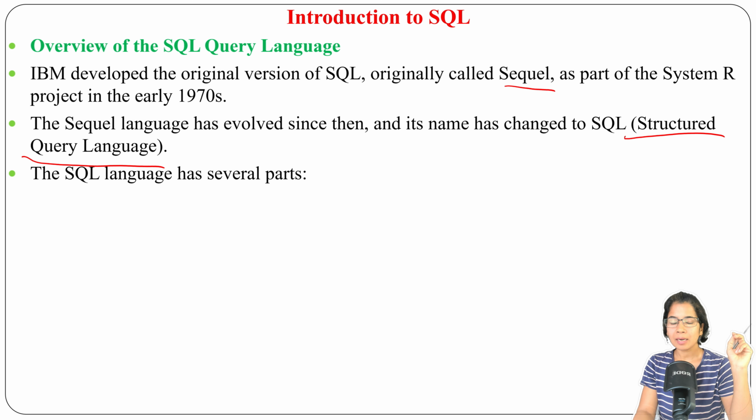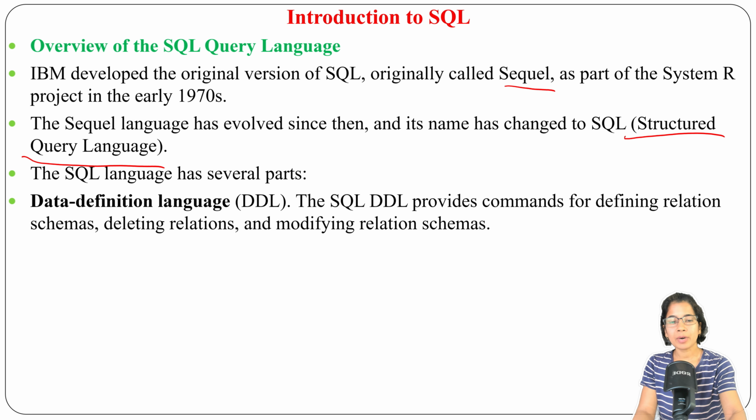One is DDL, another is DML. DDL stands for Data Definition Language. DML stands for Data Manipulation Language. By DDL, we should be able to define it, whereas by DML, we should be able to manipulate it. The SQL DDL provides commands for defining relation schema, deleting relation and modifying relation schema. So we can define, we can delete and we can modify.